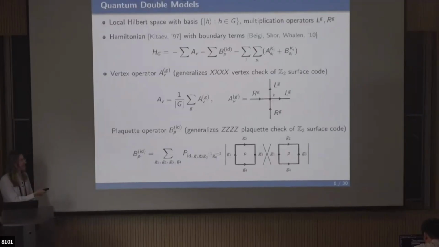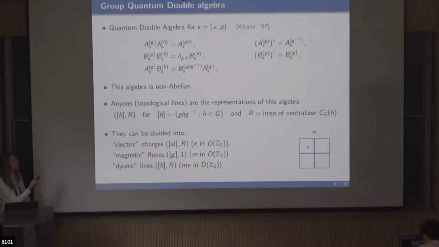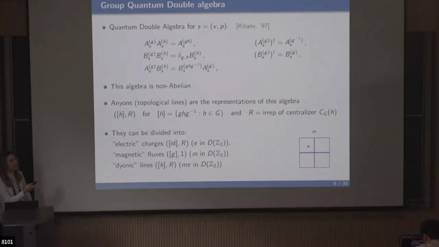Now, we see that these operators that form the quantum double actually obey an algebra, which is in particular non-commutative if the group is non-abelian. So for example, the A operators multiply according to group multiplication. But if GH is not equal to HG, then they won't commute.